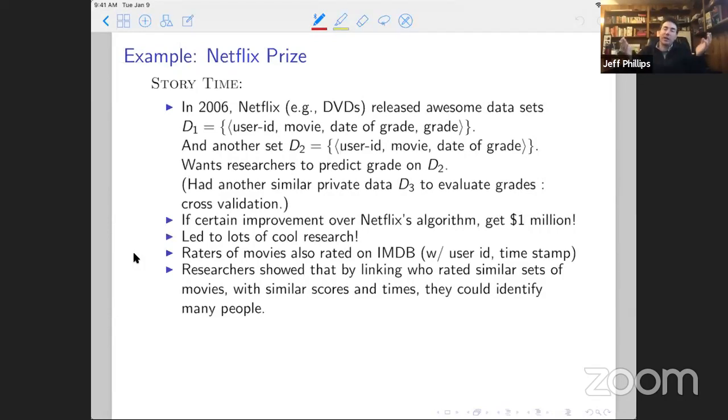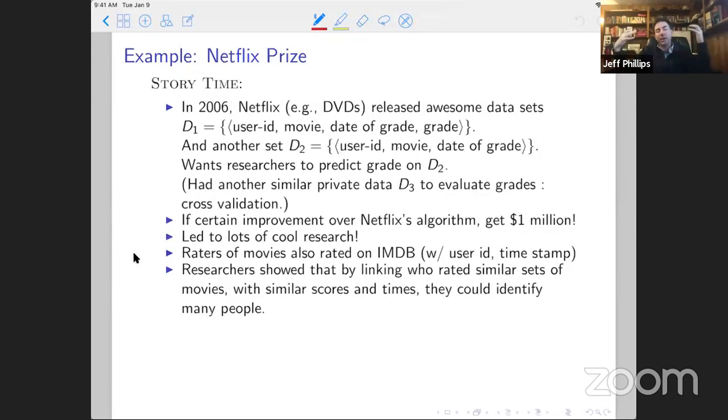Even though it seems like there's not that much information released, because of the date of the rating, they were able to uncover, I don't think it was with full confidence everyone, but with very, very high certainty at least 30 to 40% of people, and with some certainty close to 80 or 90% of the people, right? And so they could cross these two data sets and identify a lot of the people in the Netflix challenge.